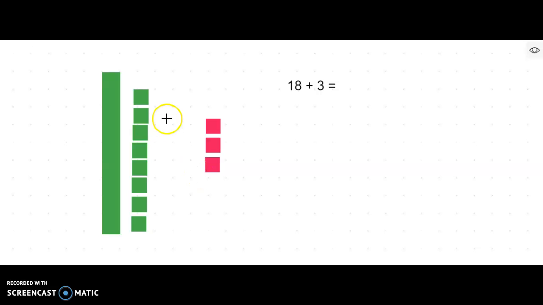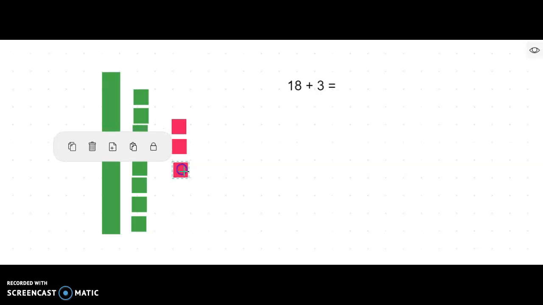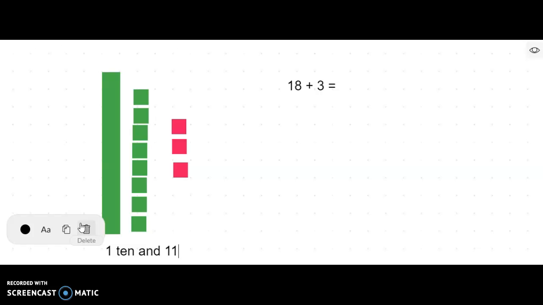Ready, set, go. 1, 2, 3, 4, 5, 6, 7, 8, 9, 10, 11. Oh, that's so interesting. I have 11 ones. I have 1 ten and 11 ones. That seems like a lot of ones. Does that mean, I don't know, does that mean 18 plus 3 is 111? What does that mean? What should I do here? Because this doesn't make much sense to me.